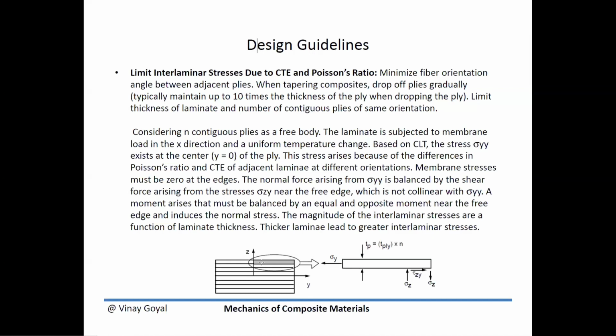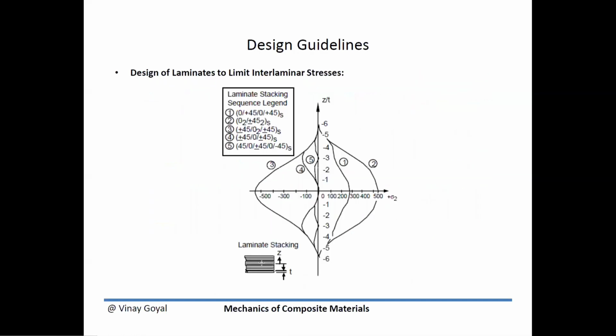And so limit the thickness of the laminate and the number of contiguous plies of the same orientation. That's very important to consider. It will decrease the interlaminar stresses greatly, and you'll be in better shape. Here's an example of how laminates can be impacted depending upon the stacking sequence you select. So here's an example with the exact same number of plies.